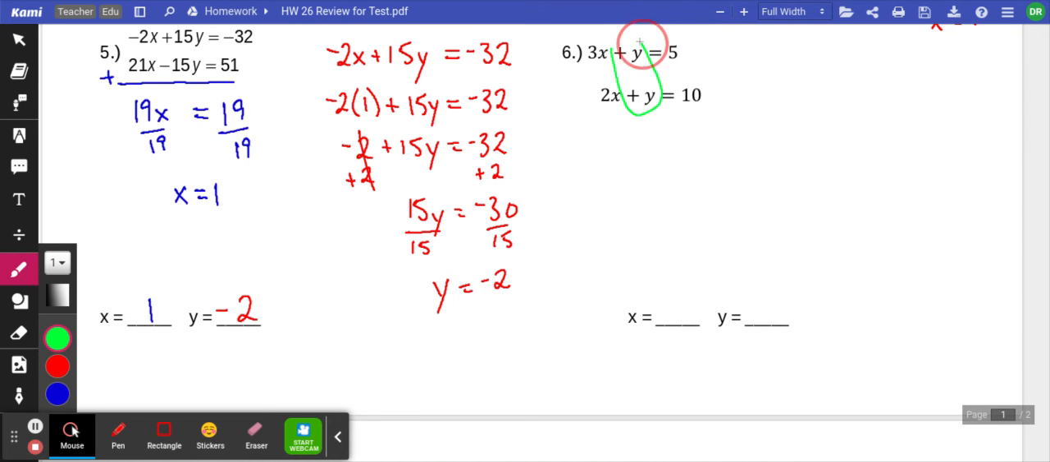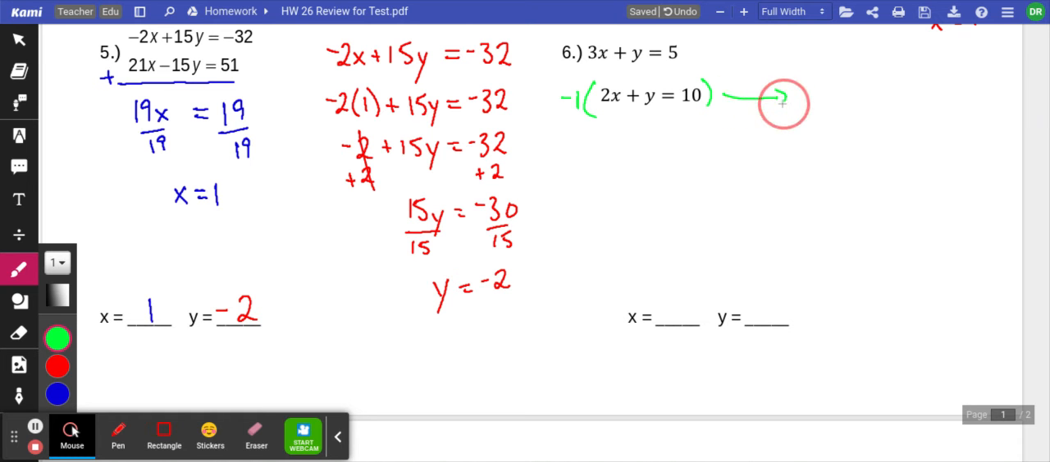We do notice that the y's are very similar, but they're both positive. And because of that, they won't cancel. But we can fix this issue, right, through multiplication. And one value that's easy to multiply by, if that's all you need, is a negative 1. And so let's say we multiply the second equation by negative 1.